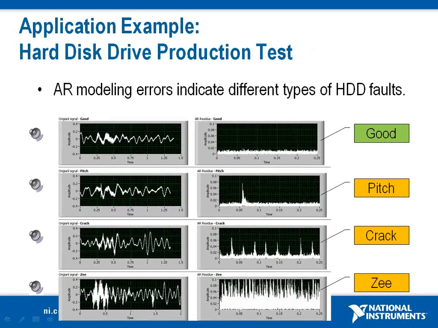Here is an example that uses AR modeling to detect hard disk drive faults. You can listen to the sounds of the hard disks. From the sounds of the faulty hard disks, you can hear obvious transients like pitches, cracks, and Z. The AR modeling error indicates the transients clearly. Let me play these sounds one by one.